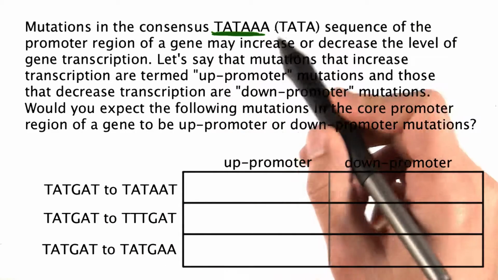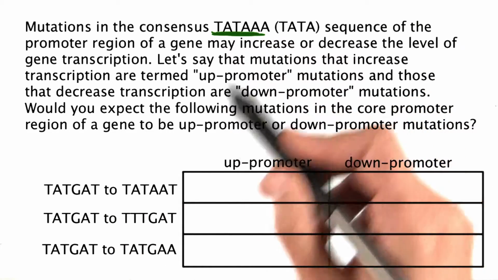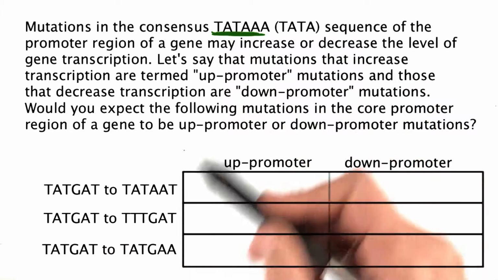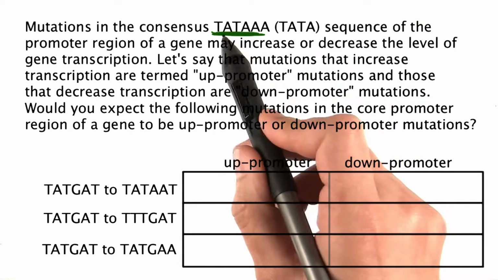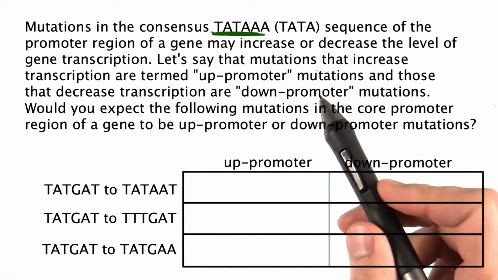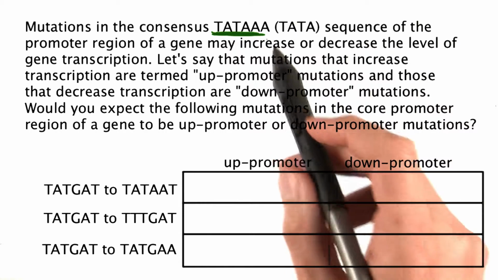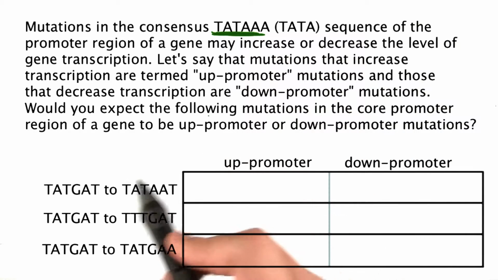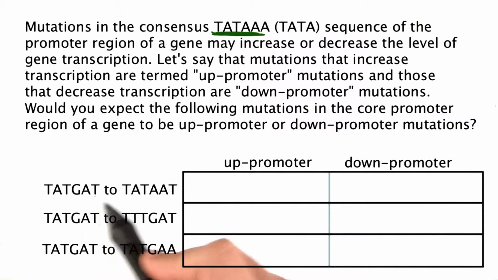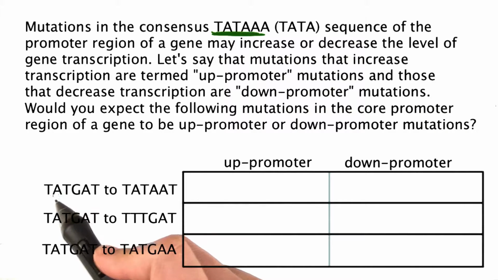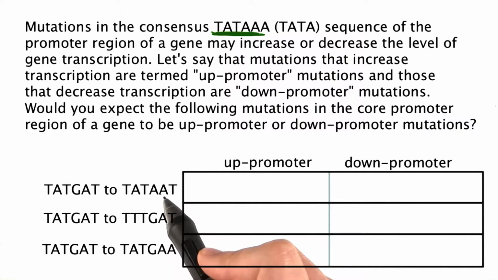And if it's more similar to the consensus sequence, then we would expect it to have an increase in the effect of transcription, right? The closer you are to the TATA sequence, the more likely you are to be at the ideal conditions of promoting transcription. So we need to determine if that's true for any of these examples. So TATGAT changing to TATAAT.